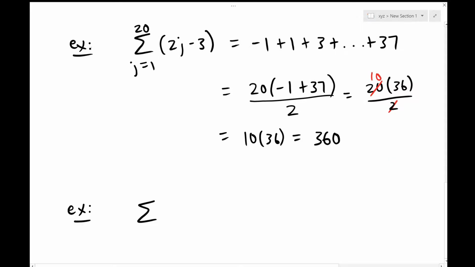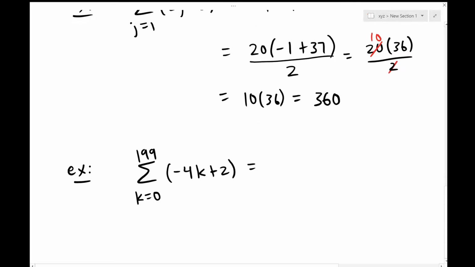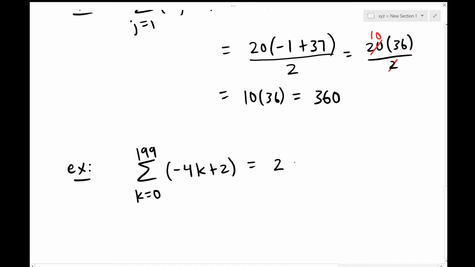What if I were taking the sum, this time let's say as k goes from 0 to 199, of negative 4k plus 2? And so again, I often recommend writing out the first few terms, at least the first and last term, since we'll be using those in the formula. So in this case, our first term, we'll be plugging in k equals 0. And if I do that, I'll end up with 2. Then the next term, we would plug in 1. And if I do that, I will end up with negative 2. So I'll just write this as minus 2 here.